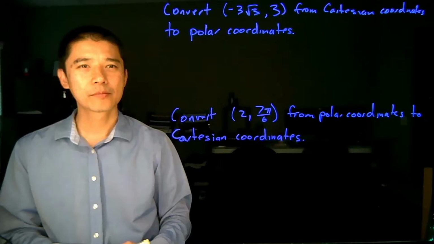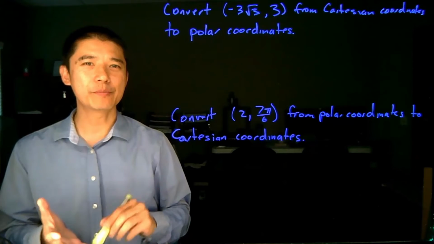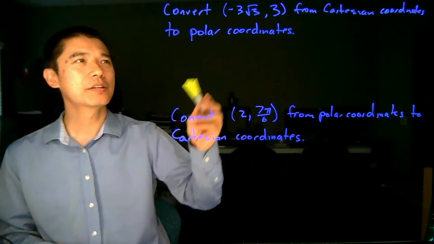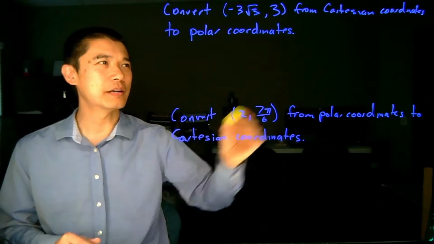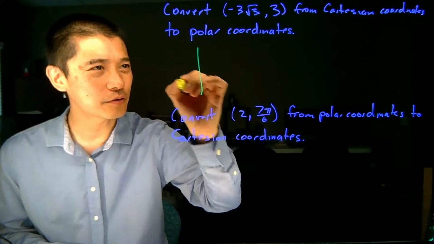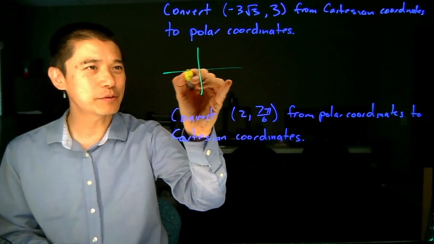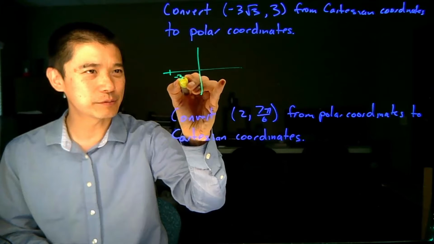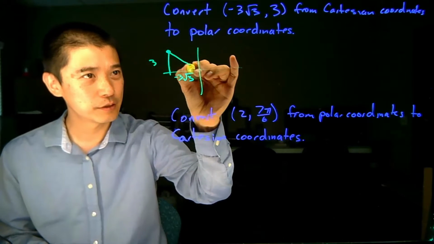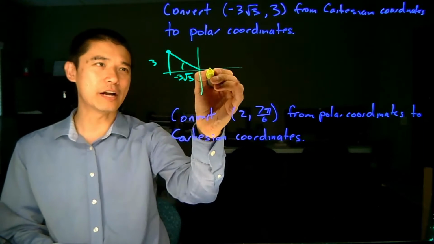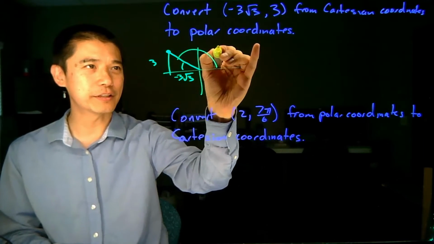Here are two examples of converting between polar and rectangular coordinates. Convert negative 3 root 3 comma 3 from Cartesian coordinates to polar coordinates. Now we're starting in Cartesian coordinates, so let's draw that picture. Negative 3 root 3 comma 3, so negative 3 root 3, and then 3 up. We draw our triangle, right? So there is our reference angle, and here is our angle theta.